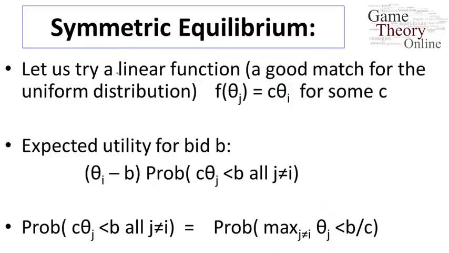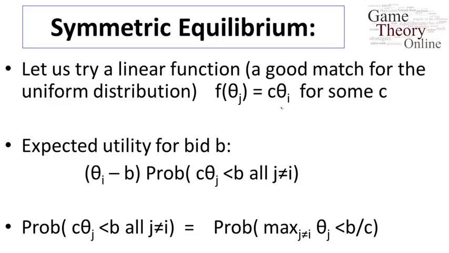Okay, so here we're going to have to make an educated guess. Let's try a linear function just to see how that's going to work, because in order for us to calculate the optimal function as a function of the bid, we have to have some way of calculating the probability that I'm going to win, which depends on how other people are bidding. So given the uniform distribution, let's suppose that it's a nice linear function.